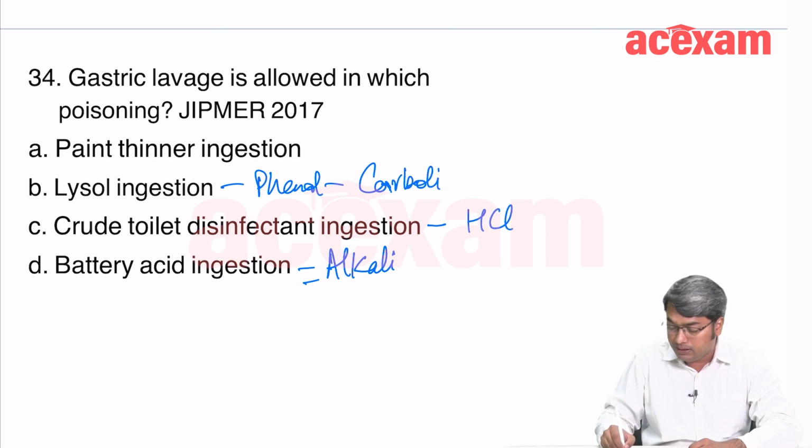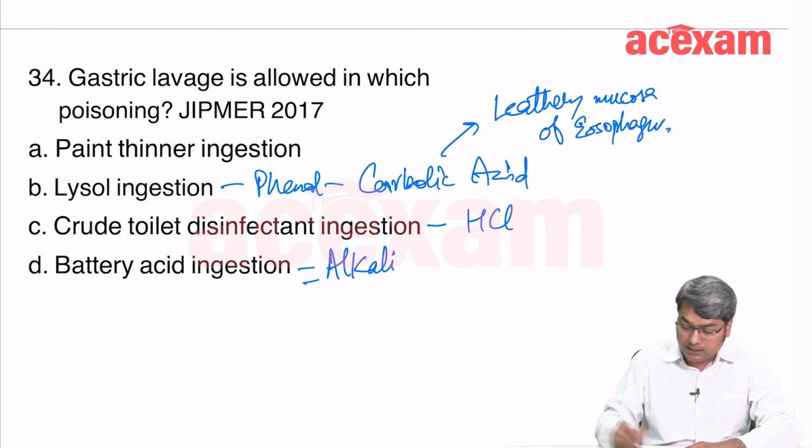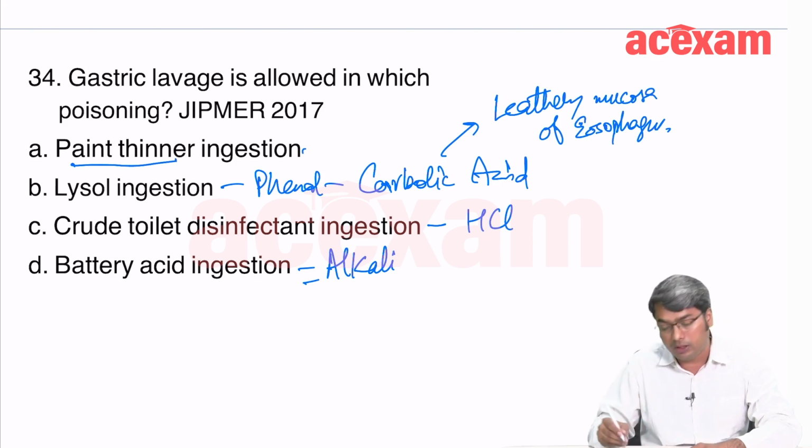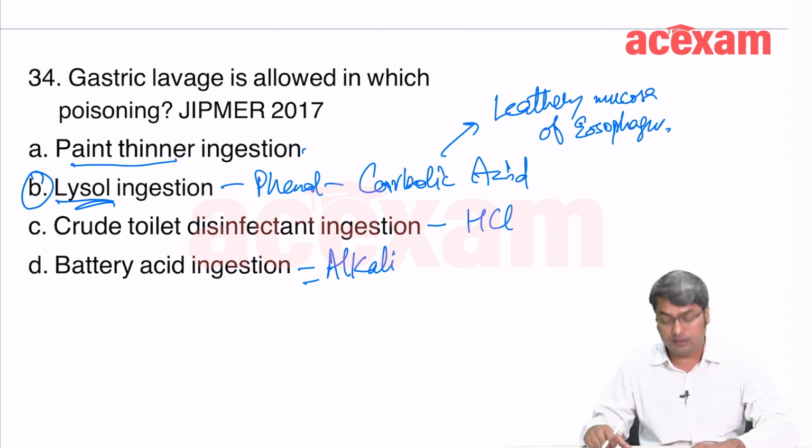We can do gastric lavage in case of carbolic acid poisoning because it leads to formation of thick leathery mucosa of the esophagus and stomach. Paint thinner ingestion also cannot have gastric lavage because it is also a corrosive. So in Lysol ingestion we can do gastric lavage.